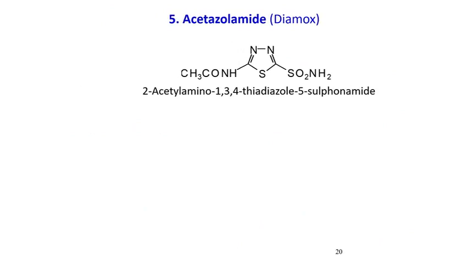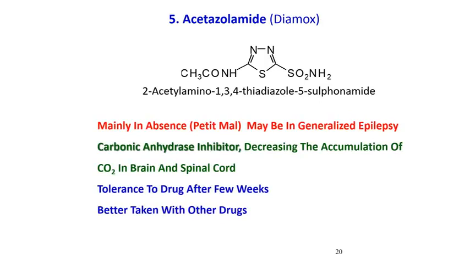Acetazolamide, the well-known carbonic anhydrase inhibitor, it is decreasing the accumulation of carbon dioxide in brain and spinal cord, and it is used as an adjuvant treatment in petit mal and sometimes used in generalized epileptic conditions, and it is concomitantly used with other drugs.